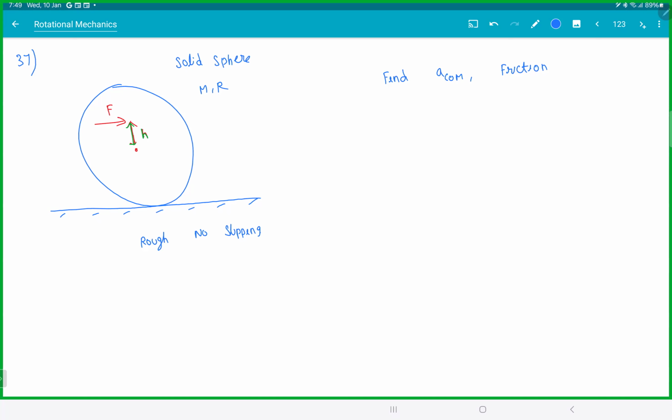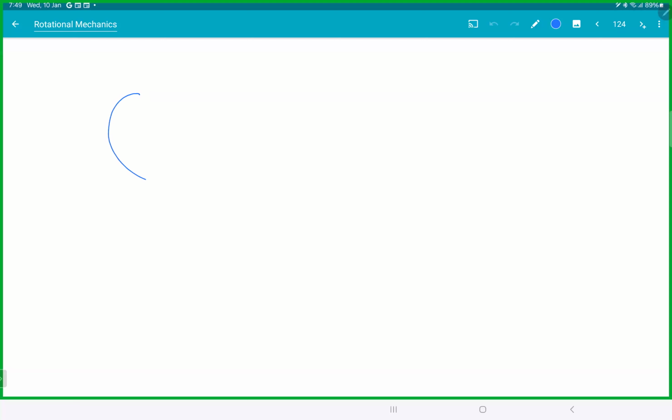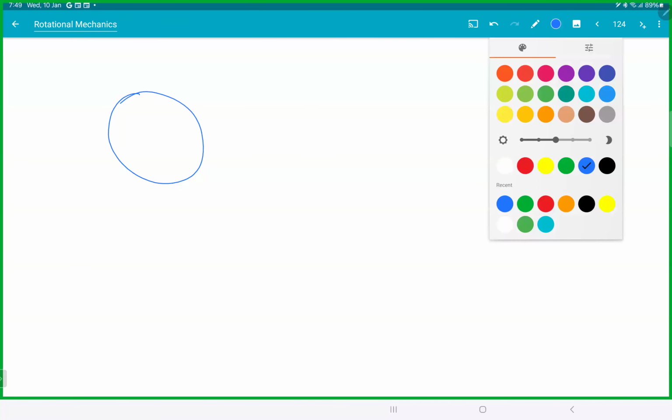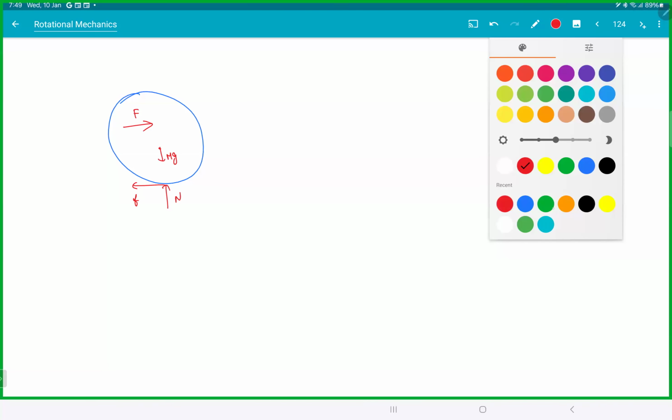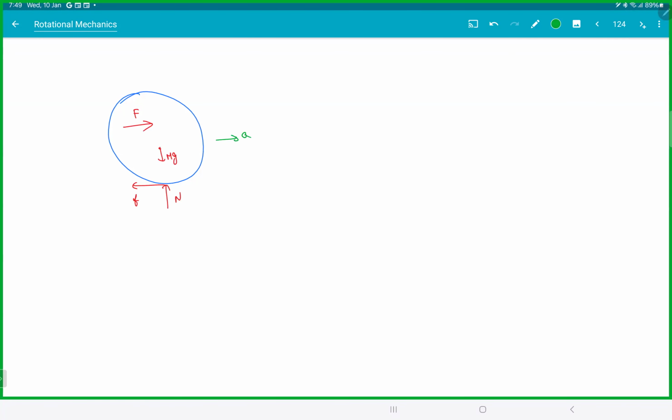F by m, near God. I'm sure you forgot friction on the ground, na? It said not slipping. FBD people, I'm sure you forgot the FBD. That's it. Force F, friction, normal reaction, mg. These are the forces. Acceleration of center of mass and alpha.